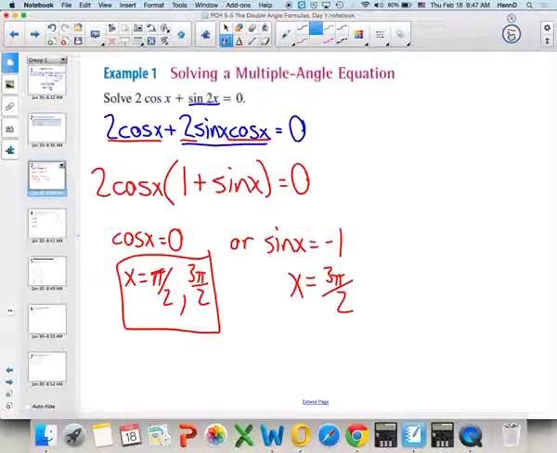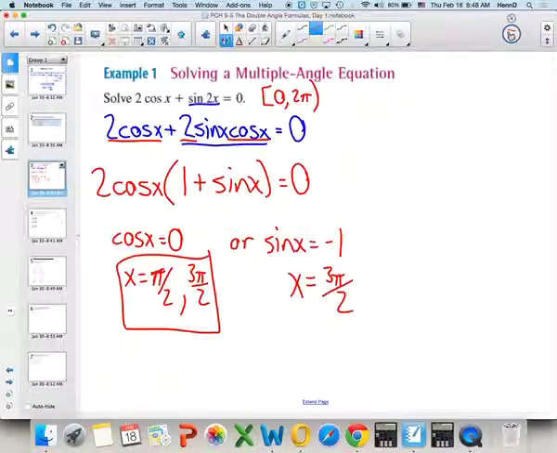Andrew? I have a question. The question doesn't give you the domain. So why don't you write 3 pi over 2 plus... We could do this and write it as plus 2 pi n for a general solution if you wanted. That's fine. On the test, if it's not specified, go 0 to 2 pi. So on the test, you'll do 2 pi? Unless I tell you otherwise, yeah.